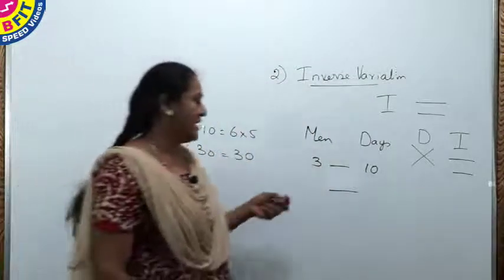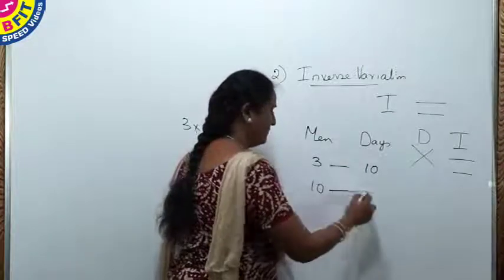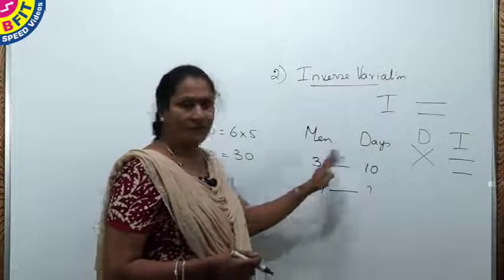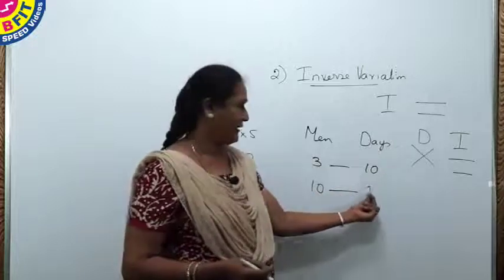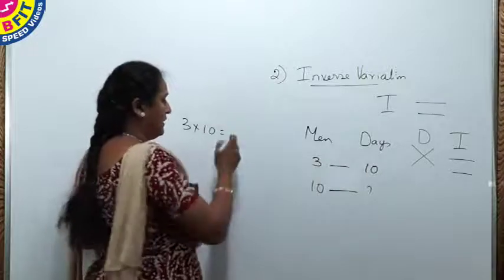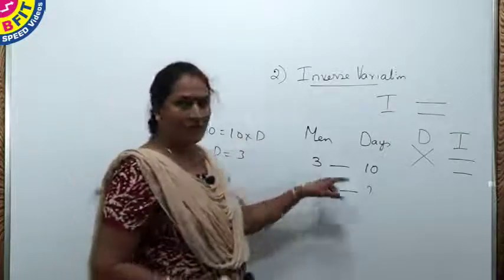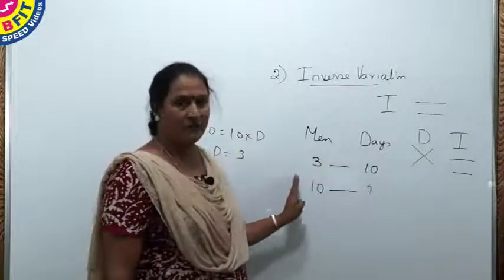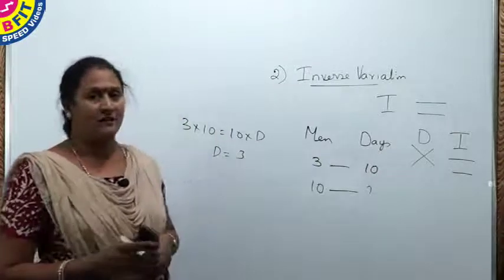In some questions they ask, if 3 men can do a work in 10 days, 10 men in how many days? If 3 men can do a work in 10 days, 10 men can do the work in 3 days, because the product of 3 and 10 should be equal to the product of 10 and the number of days. So 3 into 10 will be equal to 10 into days. No other way, you should have 3 days here. So if 3 men can do a work in 10 days, 10 men can do the work in 3 days. Now we'll see this concept by working out a question.